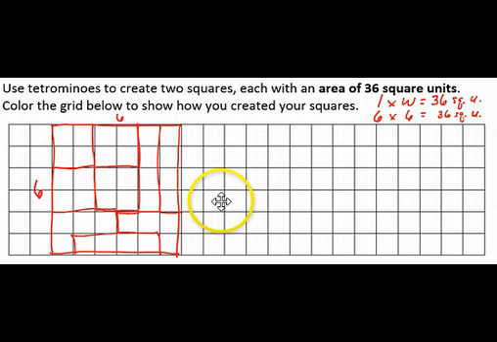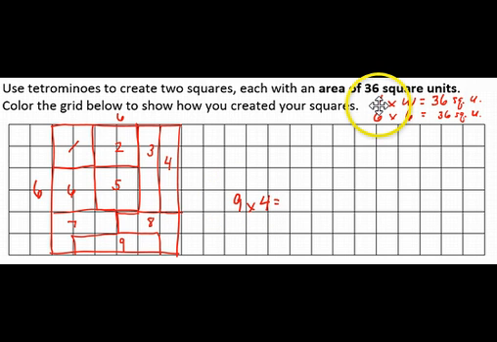Another way I can prove that it's 36 square units is looking at how many tetrominoes I actually used. So let's count them. I have 1, 2, 3, 4, 5, 6, 7, 8, 9 different pieces. Each piece is made up of 4 squares, and 9 times 4 equals 36. So there's further proof that this square is made up of 36 square units.